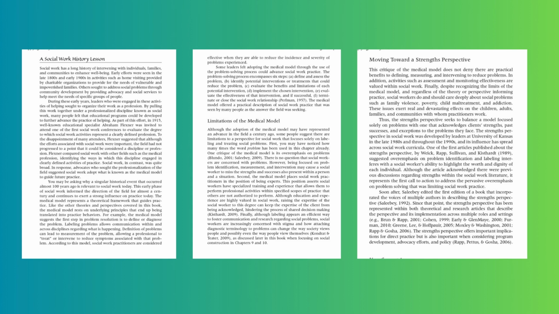Some leaders felt adopting the medical model through the use of the problem solving process could advance social work practice. The problem solving process encompasses 6 steps. A. Define and assess the problem. B. Identify potential interventions or treatments that could reduce the problem. C. Evaluate the benefits and limitations of each potential intervention. D. Implement the chosen intervention. E. Evaluate the effectiveness of that intervention. And if successful, F. Terminate or close the social work relationship.